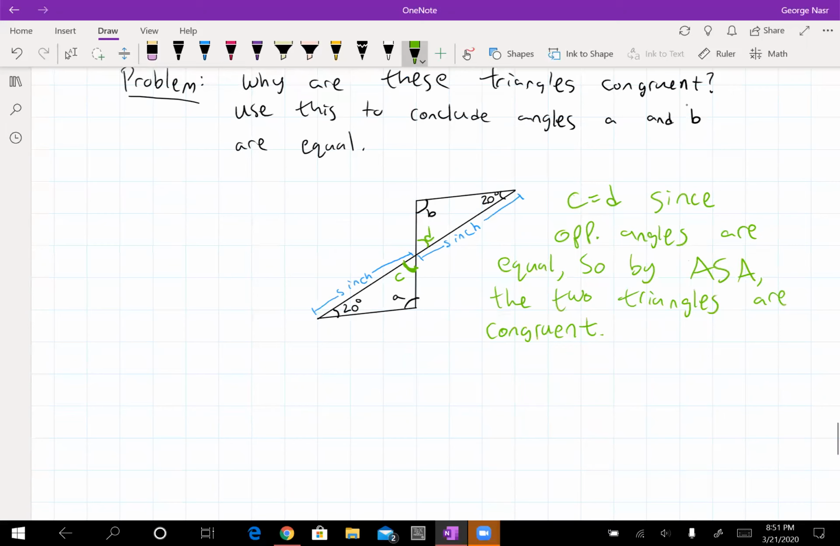Kind of cool. And if the 2 triangles are congruent, that means that everything matches. They're the same shape. So this 20 degrees matches that 20 degrees. Angle C equals angle D. And therefore, angle A has to equal B. Hence, A equals B, since these are the only remaining unpaired angles.